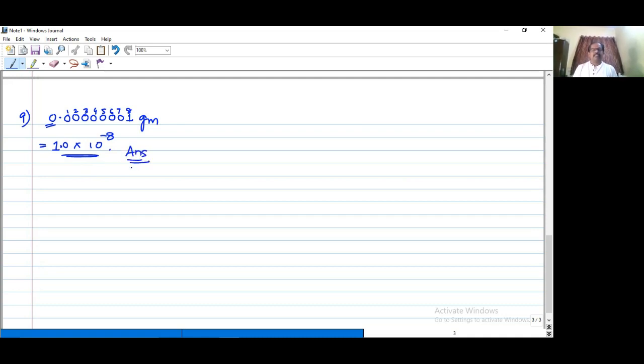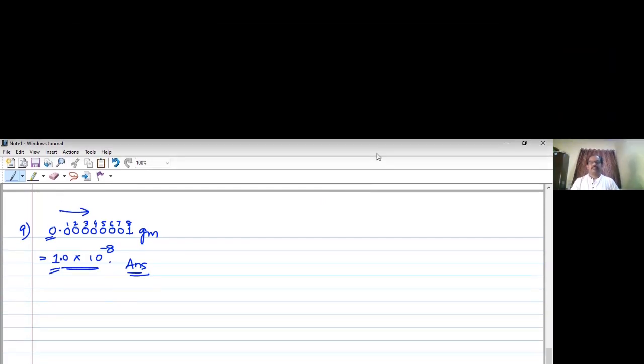So you can say that the weight of an object which was 0.00000001 gram can be expressed in standard form as 1.0, or simply 1, into 10 to the power minus 8. Why is it minus? Because we have moved our decimal from left to right, and it moved 8 places. So we have put negative 8 as the power of 10, right? This will be the required answer for this example. I hope this sum is clear for all.